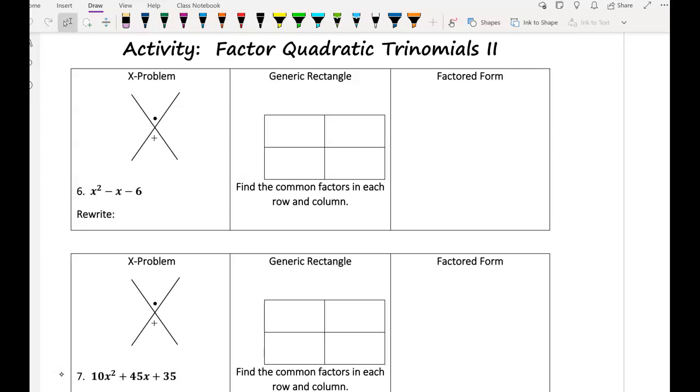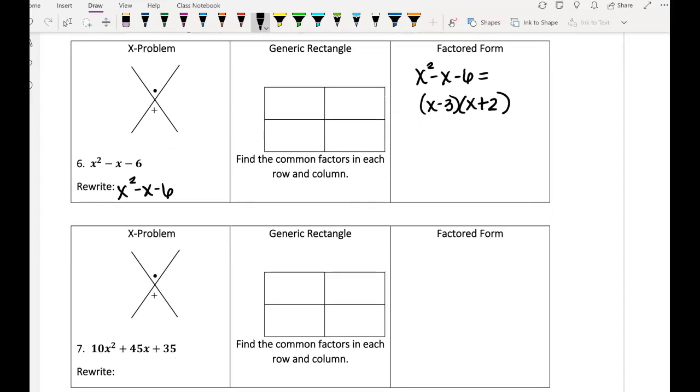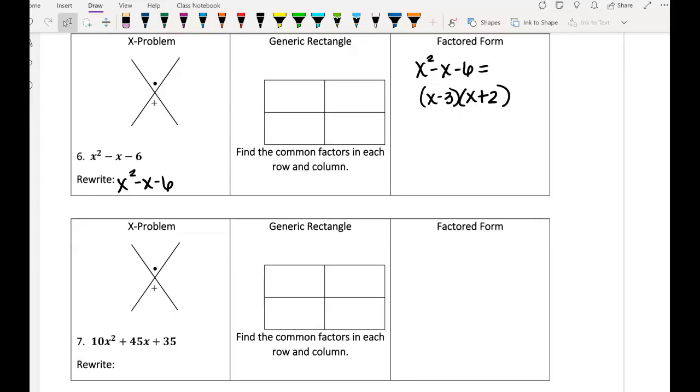So on number 6, we did not have a GCF, so our rewrite would just still be x squared minus x minus 6. So our factored form, x squared minus x minus 6, becomes x, one of your parentheses is x minus 3, the other one is x plus 2. It doesn't matter what order you wrote them in, as long as those are the 2 parentheses you had where the 3 is negative and the 2 is positive.